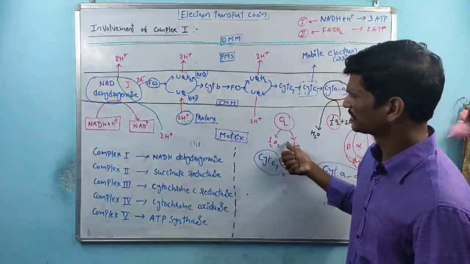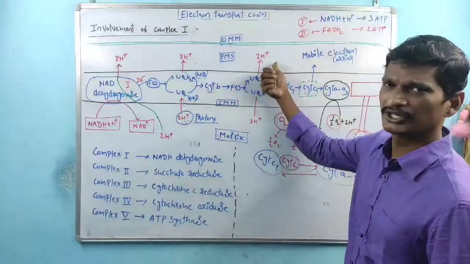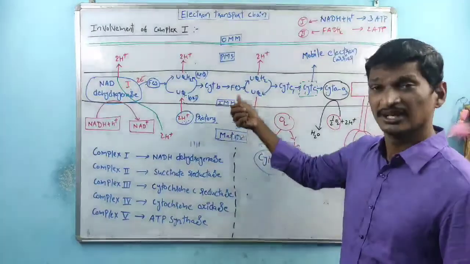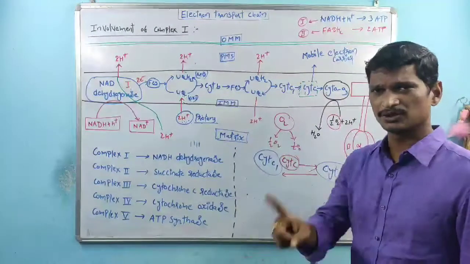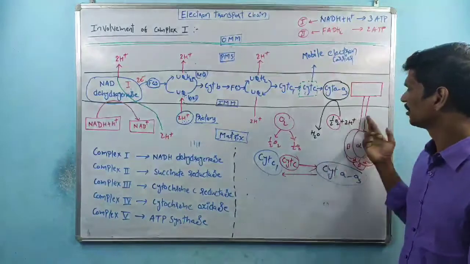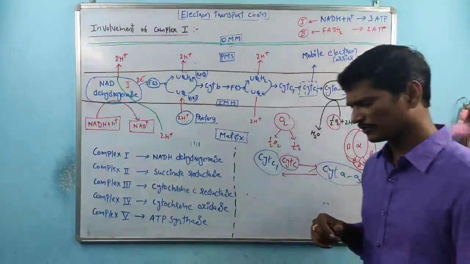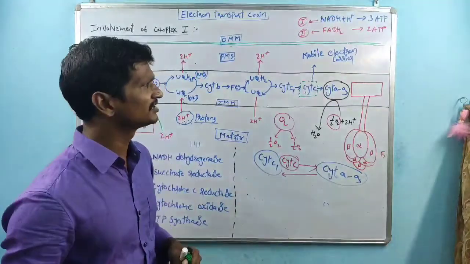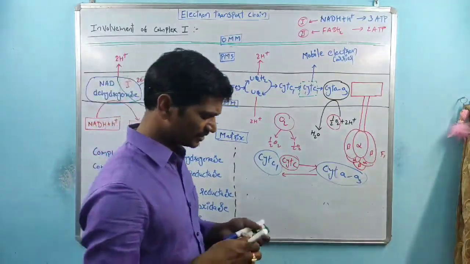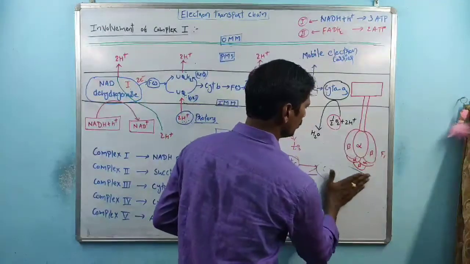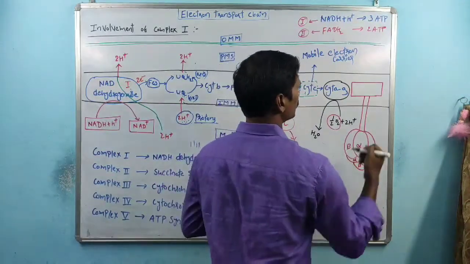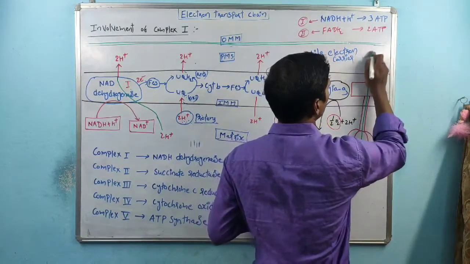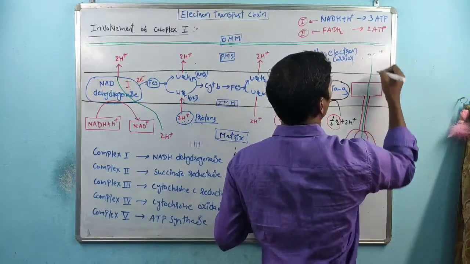So here low H plus ions are there, and here high H plus ion concentration is there. Normally there is no way for the movement of H plus ions from here to here for balancing. Only one way is there, and that way is complex 5. Whatever high concentration of H plus ions are there are transported through complex 5. Two H plus ions are transported.